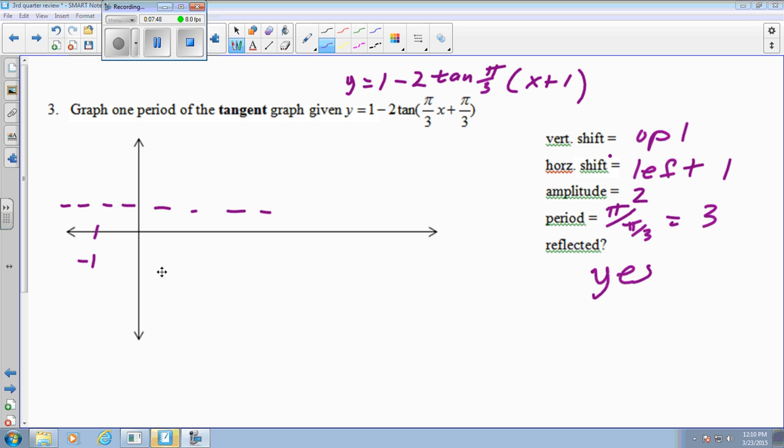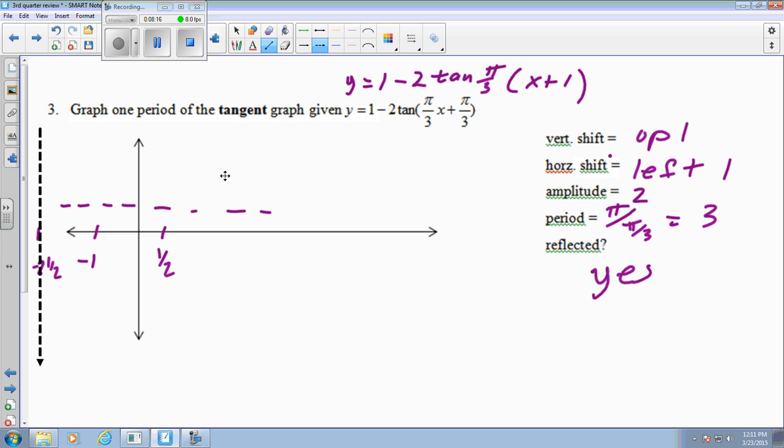And if my period is 3, that means from my 0 here, I'm going to go half of 3 each direction. So I'm going to go 1.5 this way, puts me at -2.5. And if I go 1.5 this way, puts me at +0.5. I know those are my asymptotes. Let's grab a dotted line and put an asymptote right there at -2.5 and an asymptote at +0.5.